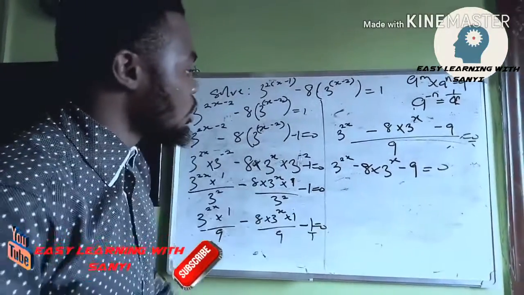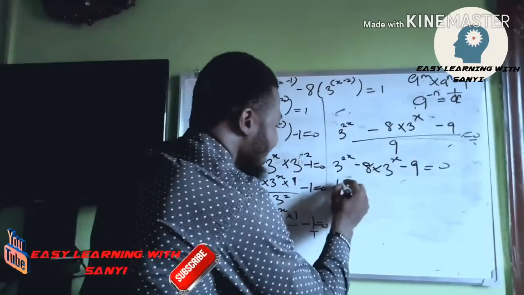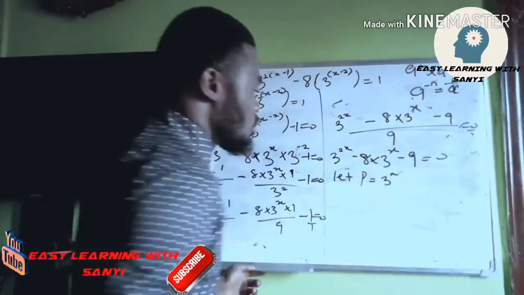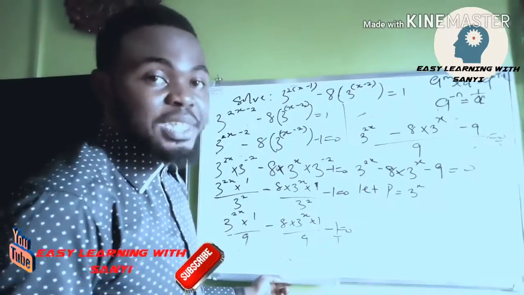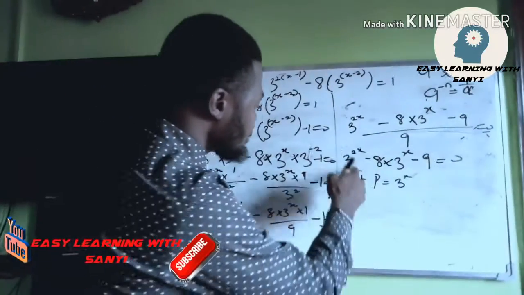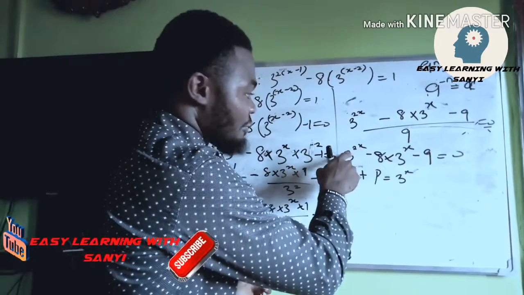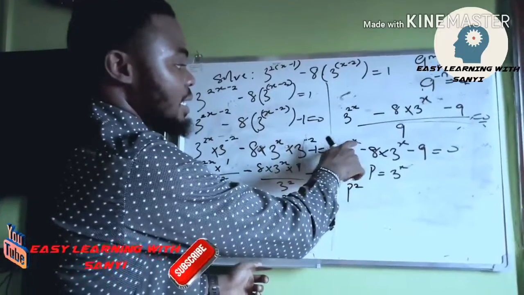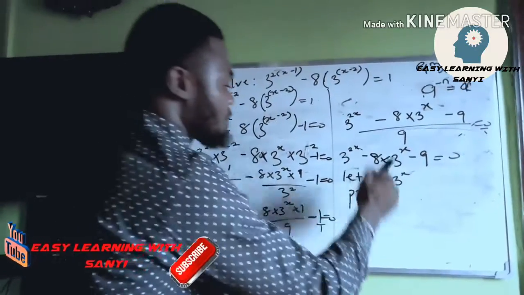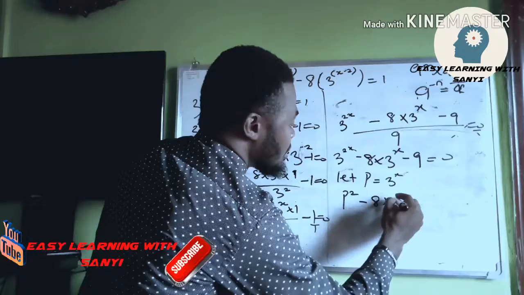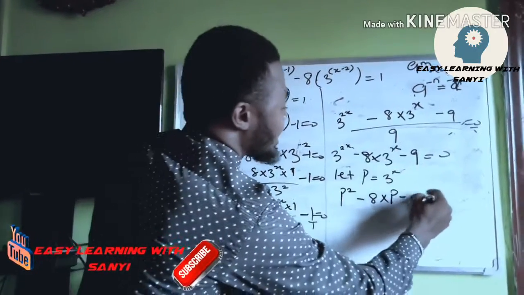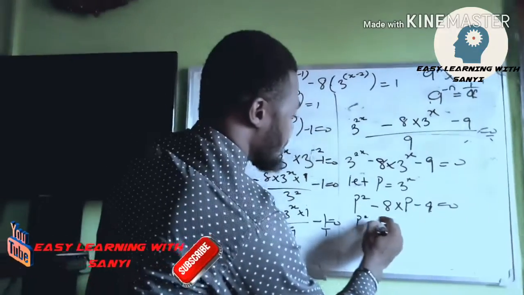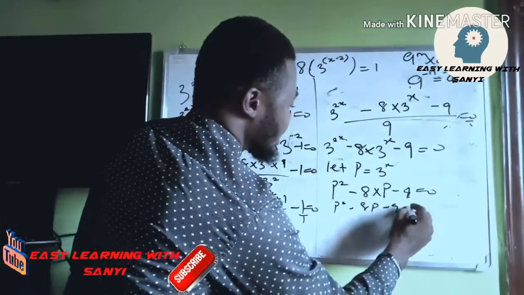So now from here, you say let p equal 3 raised to the power x. In here you see 3 raised to the power x, you change it to p. So from here, this is 3 raised to the power 2x. You have 3 raised to the power x and 2, so it's going to be p raised to the power 2. Then minus 8 times p, which is 3 raised to the power x, minus 9 equals 0. Now p squared minus 8p minus 9 equals 0.